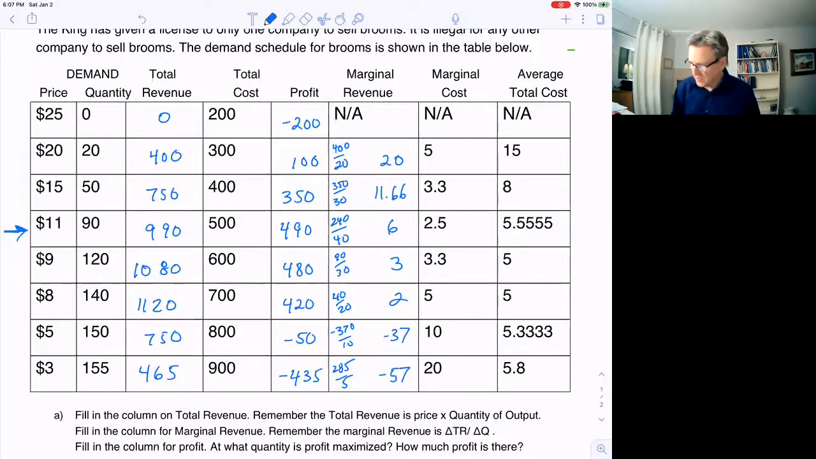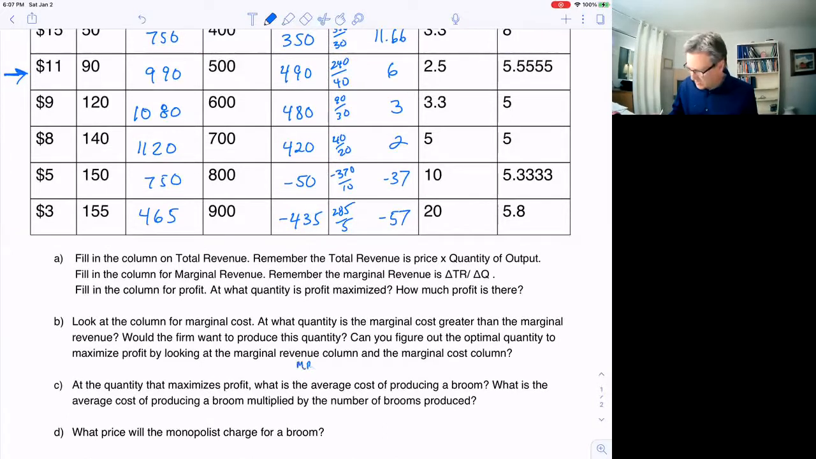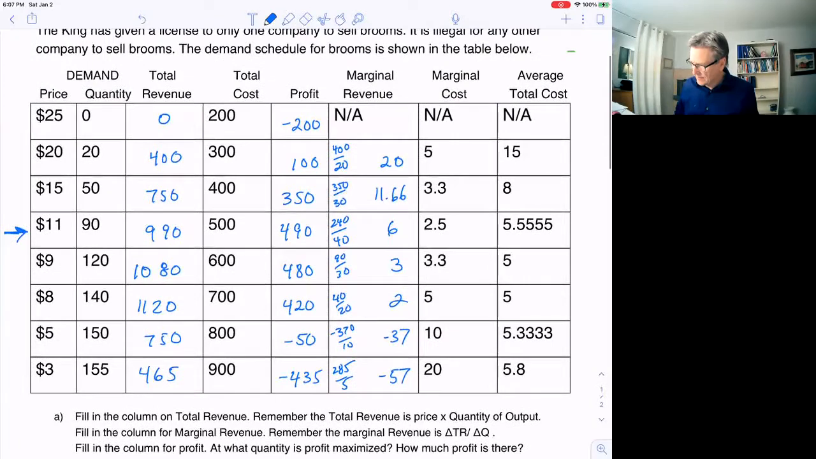Now remember, the optimal quantity to produce for the monopolist is where marginal revenue equals marginal cost. So at an output of 20, the marginal revenue is 20, costs are 5. We'll make money doing that. Let's go up to 50. Marginal revenue is 11.66. Marginal cost is 3. That's profitable. That'll increase profit. Go up to 90. Marginal revenue is still greater than marginal cost. And then at 120, we can see the marginal revenue is only $3, but the marginal cost is 3.3. So we don't want to produce 120. We're going to stop there at 90 in this case. We want to go right up to the point where marginal revenue equals marginal cost and not anymore.